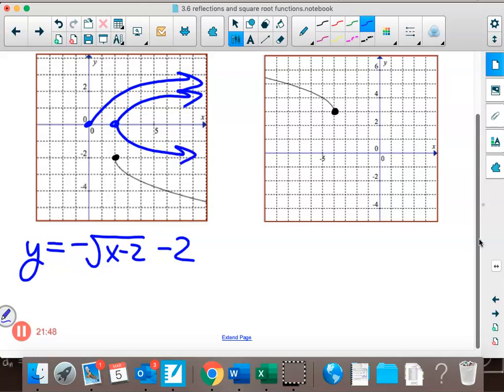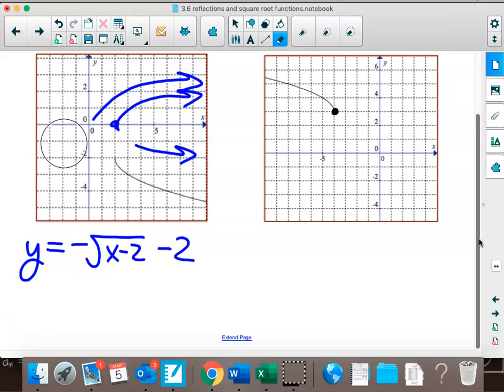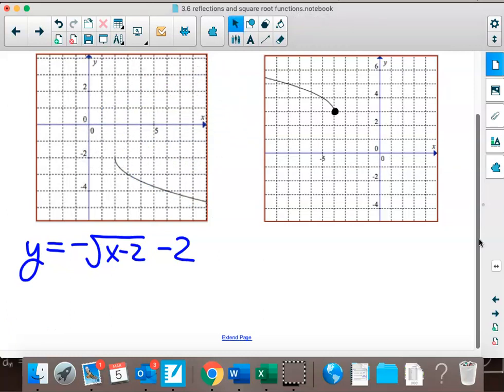So I've shifted right 2. I've reflected over the x-axis. And the last thing I do, according to order of operations, is I go down 2, and I end at my final graph. Wow. Right? So that's how it works. Now, in essence, what that means to you is when you have an x-axis reflection, you just put a negative in front of the root, and you can still do your translations just like normal, right?